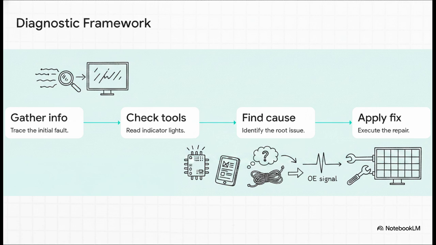Look, before you touch a single wire, you absolutely need a foundational procedure. It's 4 simple steps. Gather information, check your indicators and software tools, identify the root cause, and then, only then, apply the fix. For instance, say you've got a flickering screen. You don't just start ripping out power supplies and hoping for the best. You gather the info, trace that flicker, and you might actually discover it's an OE, an output-enable signal issue, rather than a power drop. Having this mental framework saves you from chasing ghosts.